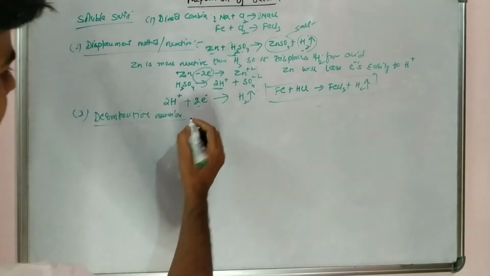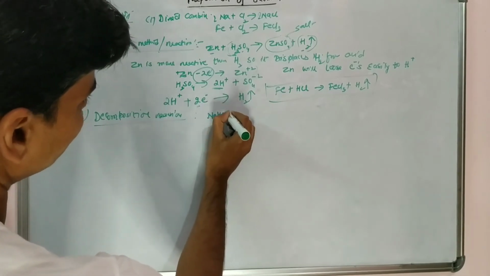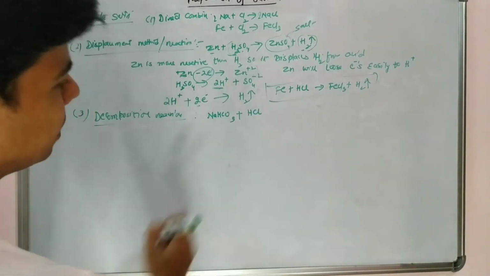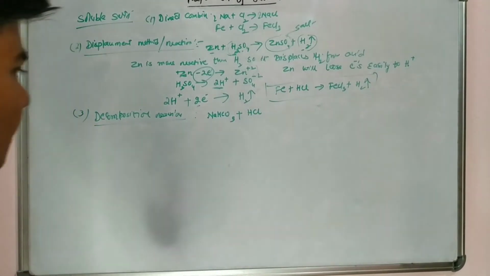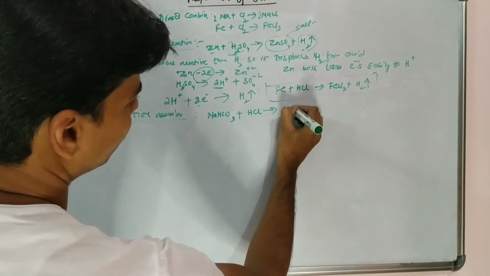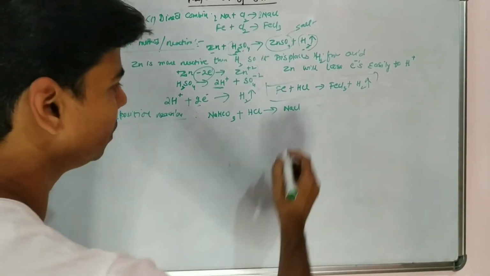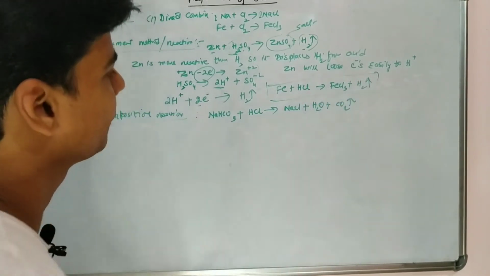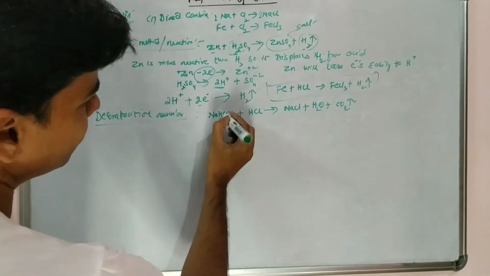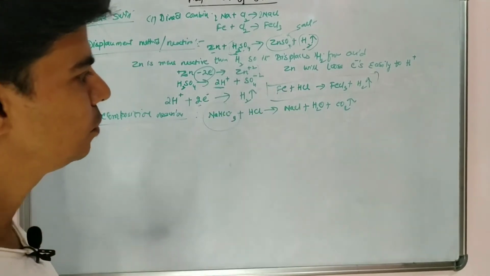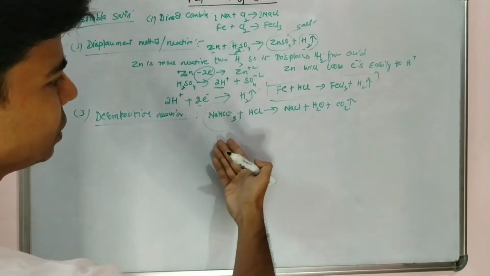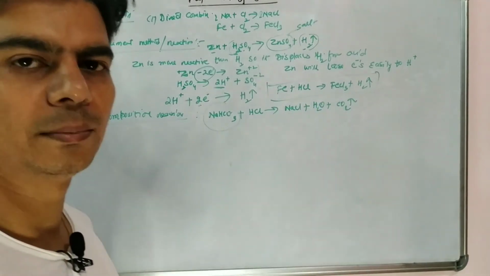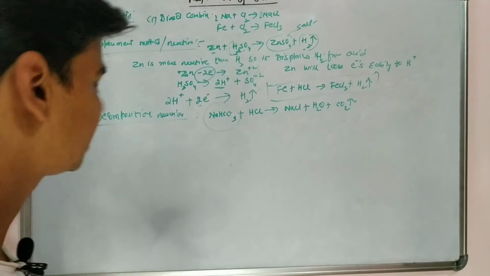Under decomposition reaction, we will take sodium hydrogen carbonate, which will react with dilute HCl, giving you sodium chloride, which is a soluble salt, plus water plus CO2. So here sodium hydrogen carbonate is decomposed into simpler compounds: sodium chloride, water and carbon dioxide. All these are simpler compounds. So this is the decomposition reaction.